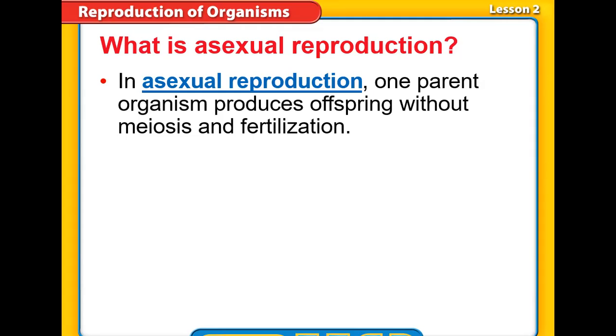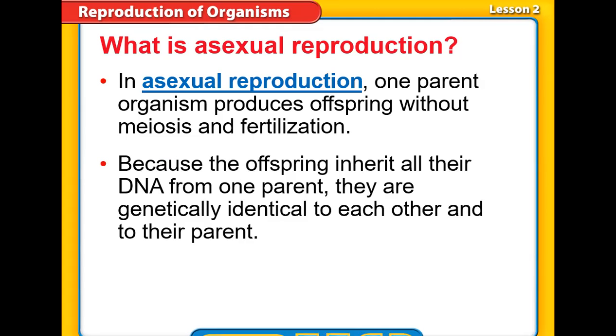So we said that in asexual reproduction, one parent organism produces offspring without meiosis and fertilization. Which means actually we will not find this kind of differences between the parent and the offspring. Because the offspring inherit all their DNA from one parent, they are genetically identical. That means no genetic variation in asexual reproduction. So I couldn't find this kind of variety between living organisms who reproduce asexually.